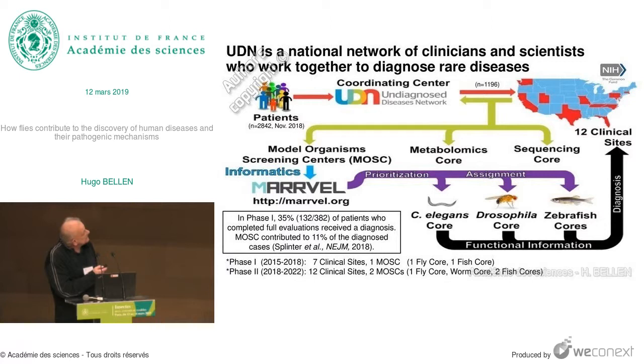And they will undergo significant clinical testing. When they are accepted, their DNA is sequenced, and they sequence the DNA of the parents and usually the kids, usually a trio. And if they discover new disease genes or genes that have not been described before, they will contact the Model Organism Screening Center and ask us to model these diseases in fruit flies, in zebrafish, or in mice.